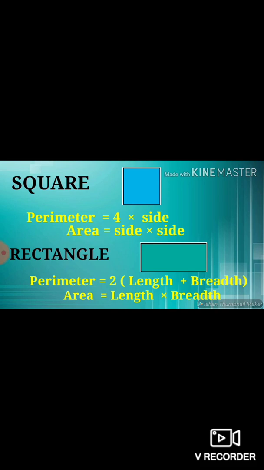So instead of doing that, the formula for the perimeter of the rectangle is 2 into (L plus B). That means 2 into (length plus breadth). Have you understood? Next, area. Area is nothing but you have to multiply the two parameters. Here in a rectangle, one is the length and another one is the breadth. So area of the rectangle is equal to length into breadth. Have you understood? You should never forget these two formulas.